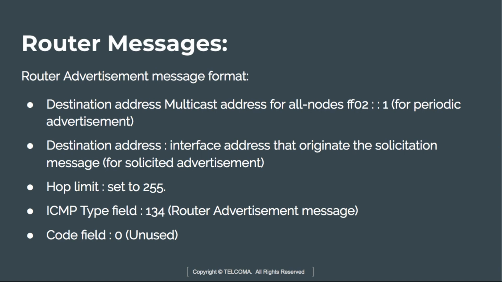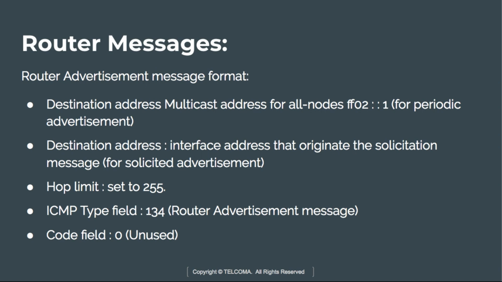So as this is a router advertisement message, it will contain the destination address as the multicast address of all the nodes, all the devices that are present in the network, and the prefix for this is FF02::1. This is the destination address when there is a periodic advertisement, that is, the advertisement is sent after a fixed interval, and if the destination address is here if we get the solicited advertisement.